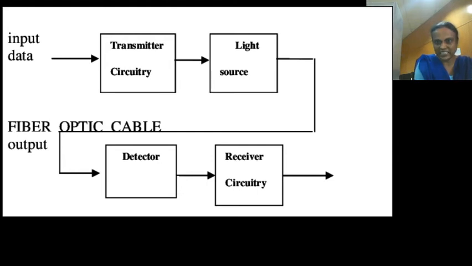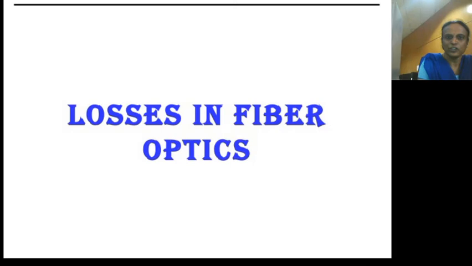Now, in case the input data is not the same as the received data, what we have to see is the causes for the transmission losses. We have different types of transmission losses, and those are called losses in optical fiber. Losses in fiber optics can be attenuation loss, scattering loss, bending loss, dispersion loss, and so on.